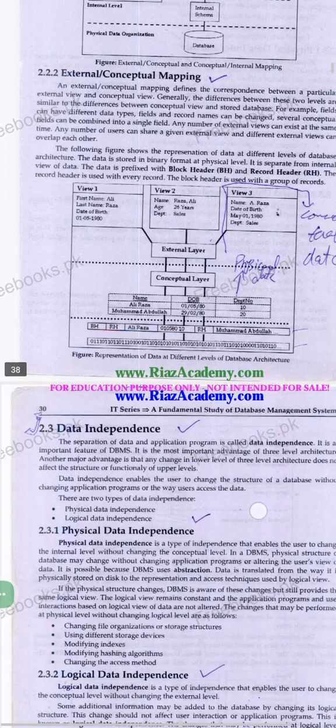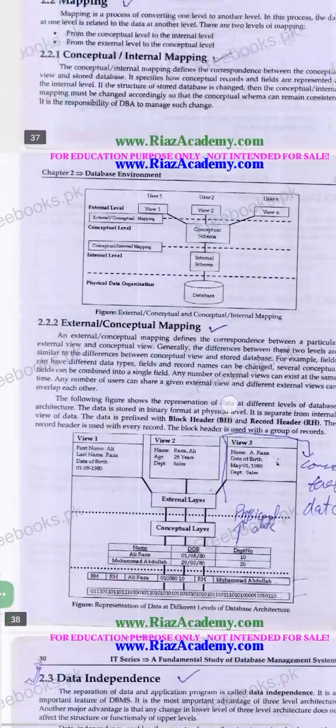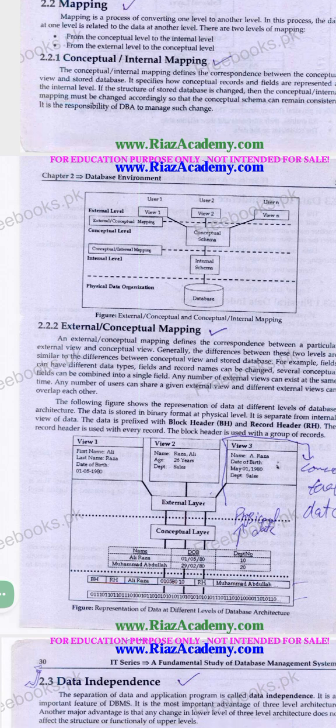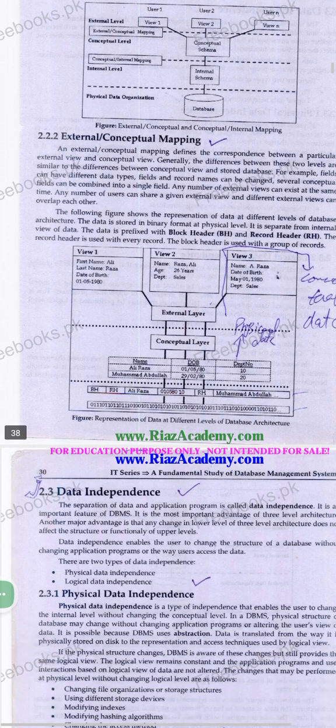Next we have data independence. Okay, this is not difficult. In this book, very easy wording is used. You can go and read. Once you read, you can easily understand about these responsibilities or changes that occur in this. Okay.